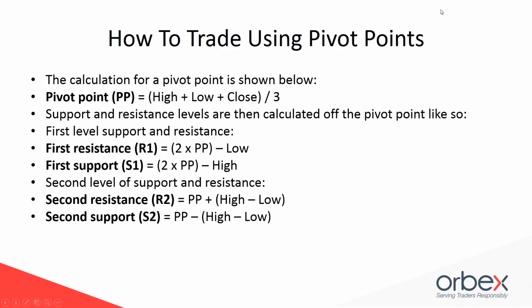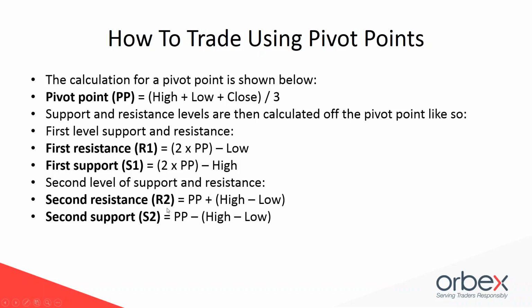So starting again from the pivot point, as I said, it's very easy. It's the high, the low, plus the close divided by 3. The first resistance area is you double the pivot point and then you deduct the low of the previous day. And the first support area is basically you double the pivot point and you deduct the high. That's the first level that you keep on your chart.